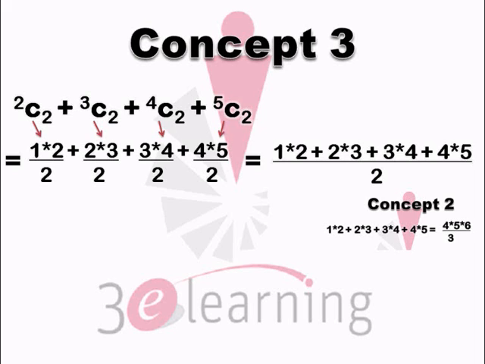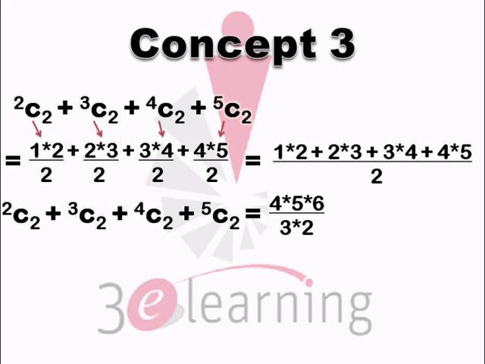We have seen 1 into 2 plus 2 into 3 till 4 into 5 is 4 into 5 into 6 divided by 3. So we can say this becomes 4 into 5 into 6 divided by 3, and there is an extra 2 in the denominator, so it's 3 into 2. So finally we can say 2c2 plus 3c2 plus 4c2 plus 5c2 is nothing but 4 into 5 into 6 divided by 3 into 2, which means 6. This finally becomes 20.